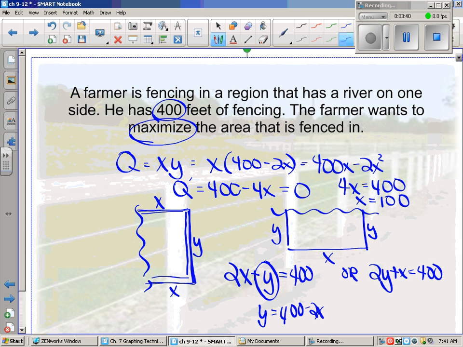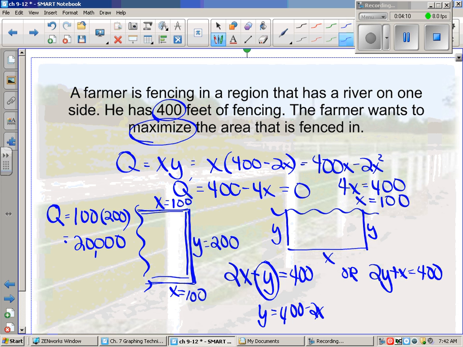Now it says he has 400 feet of fencing. He wants to maximize the area. I can't really tell what it's asking for here. He's fencing an area, has a river on one side. I'm just going to find all the information that's needed here. So X is 100. That means this is also 100. If I have 400 feet of fencing, 100 and 100 make 200, that means that Y is 200. That would mean that my area is 100 times 200, giving me, of course, 20,000. And we're talking about feet, so feet squared.